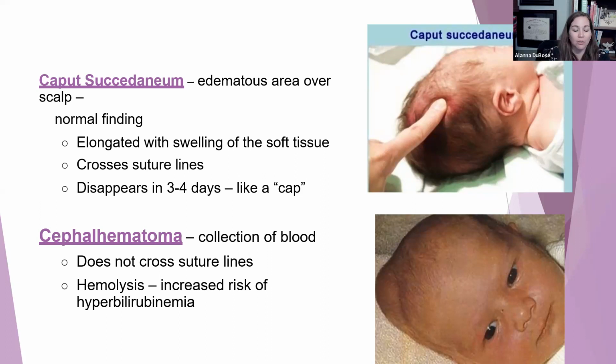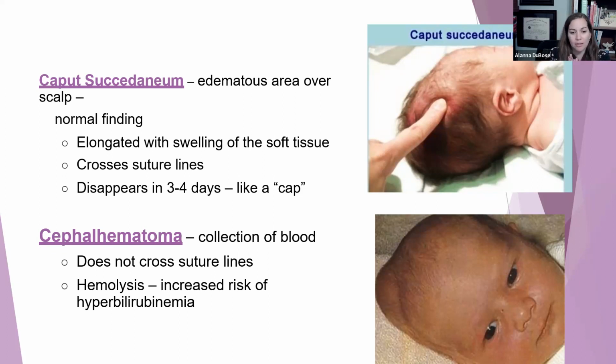So it's a normal finding. It's not something that has to be treated. It's nothing that's alarming, but it's still something we want to differentiate between caput and cephalohematoma. This disappears in 3 to 4 days because it's mostly edema. It's mostly just fluid that the body reabsorbs, right? Just like if you stubbed your toe and it was swollen for a little while.